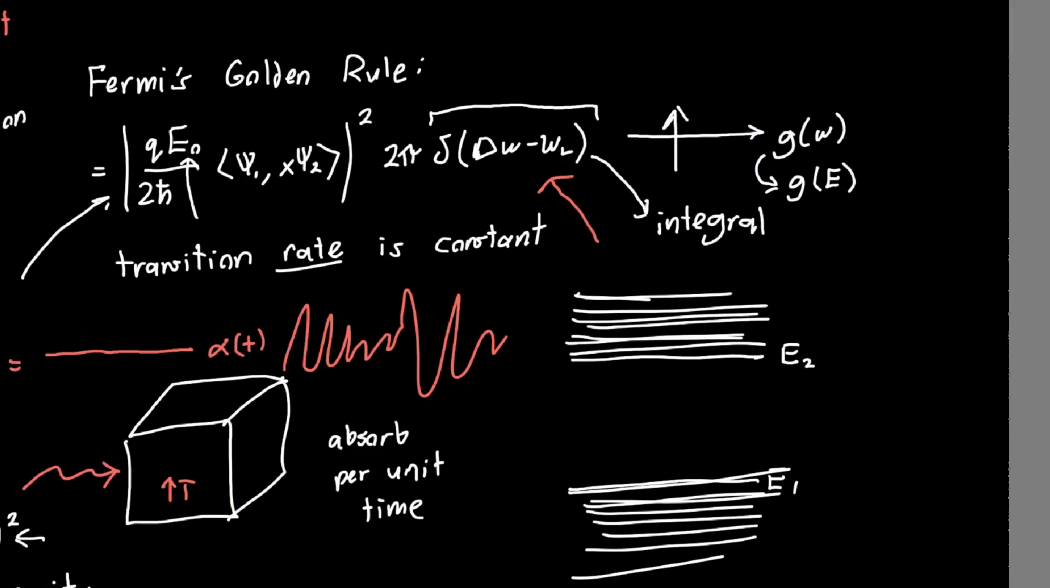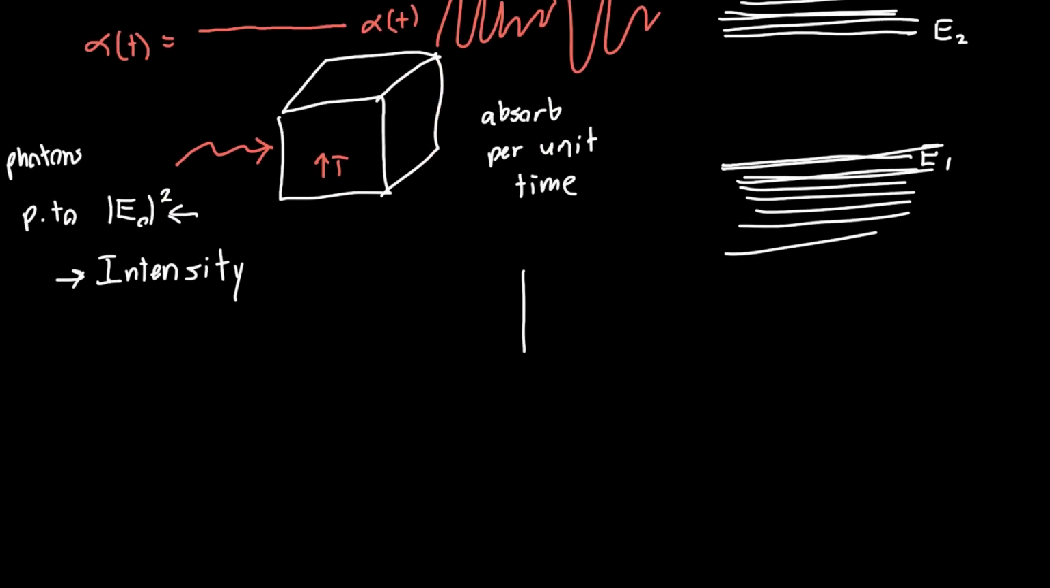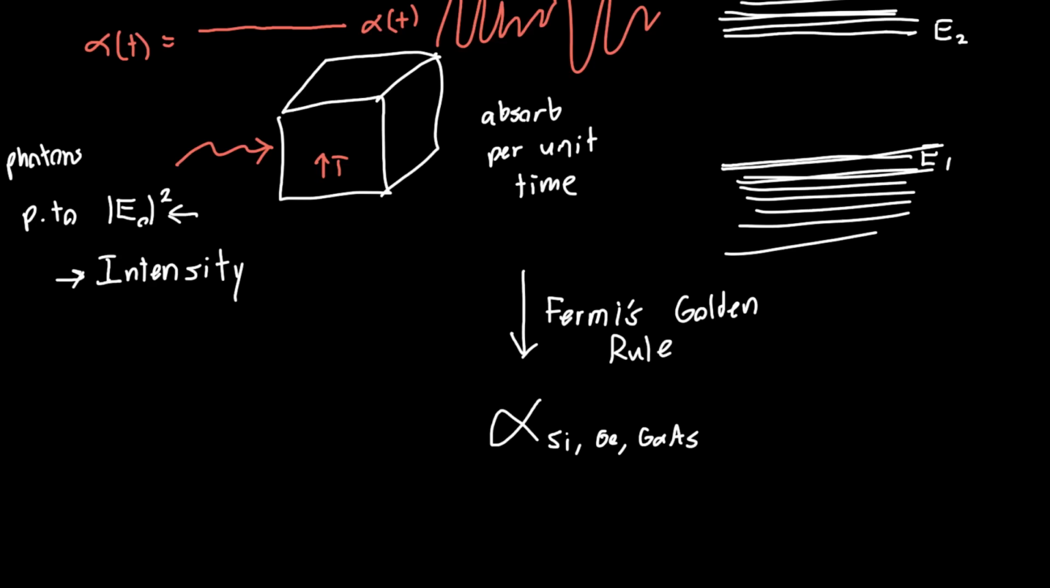And so now we're ready to start figuring out what the absorption coefficient is of a given semiconductor. So silicon, germanium, gallium arsenide. Now that we have Fermi's golden rule, we're ready to start figuring out what the absorption coefficient is.